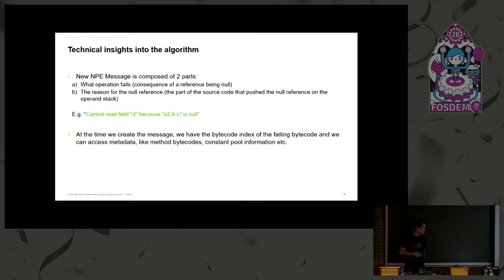It's also important that at the time we create the message, we have a bytecode index of where we are in the method. As we are in HotSpot VM, we can query for the bytecode and for the constant pool. But we don't have the program data at that moment. We have no variable constants or things like that. So we have to live with what we have here.